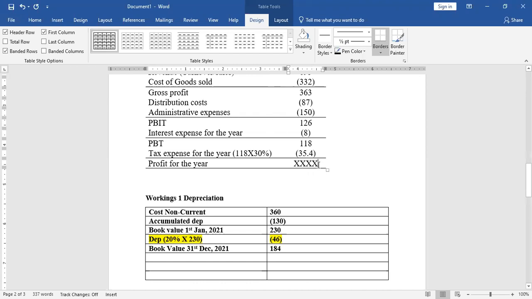And then finally, we can now have the profit for the year, which is the profit before tax, the 118, minus the tax itself. So 118 minus tax, which is 35.4, I have 82.6. I have 82.6 as the profit for the year.